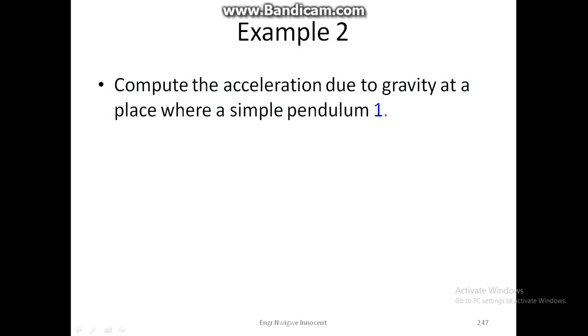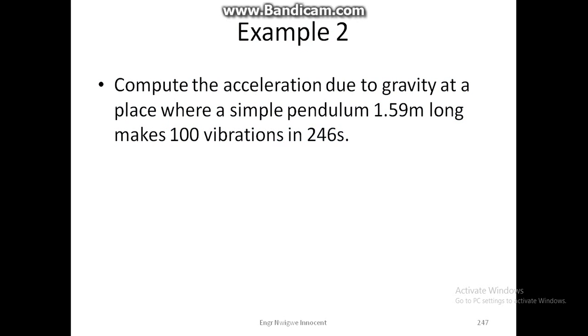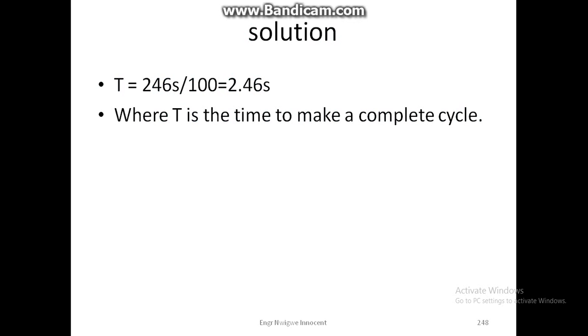Example 2. Compute the acceleration due to gravity at a place where a simple pendulum 1.59 meter long makes 100 vibrations in 246 seconds. Solution. Period T is equal to 246 seconds over 100, which will give us 2.46 seconds, where T is the time to make a complete circle, but T is equal to 2 pi square root of 1 over g.